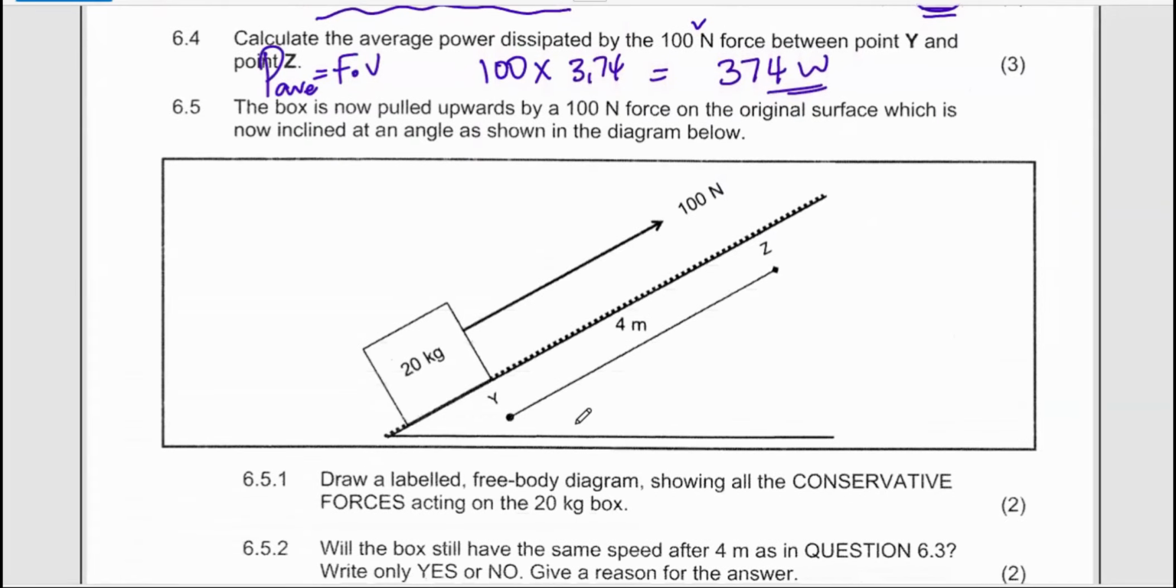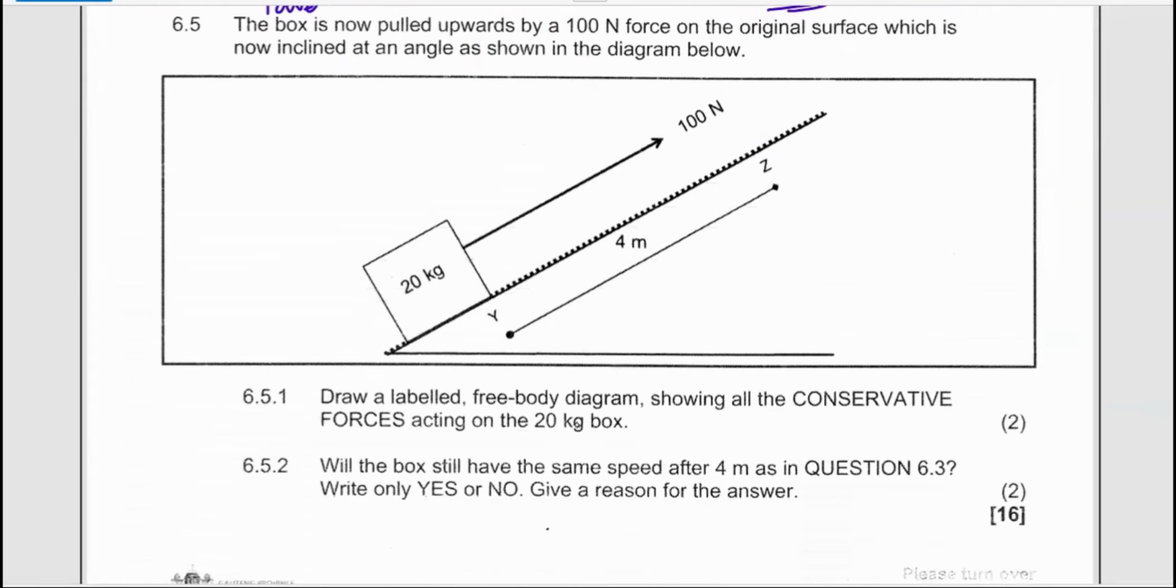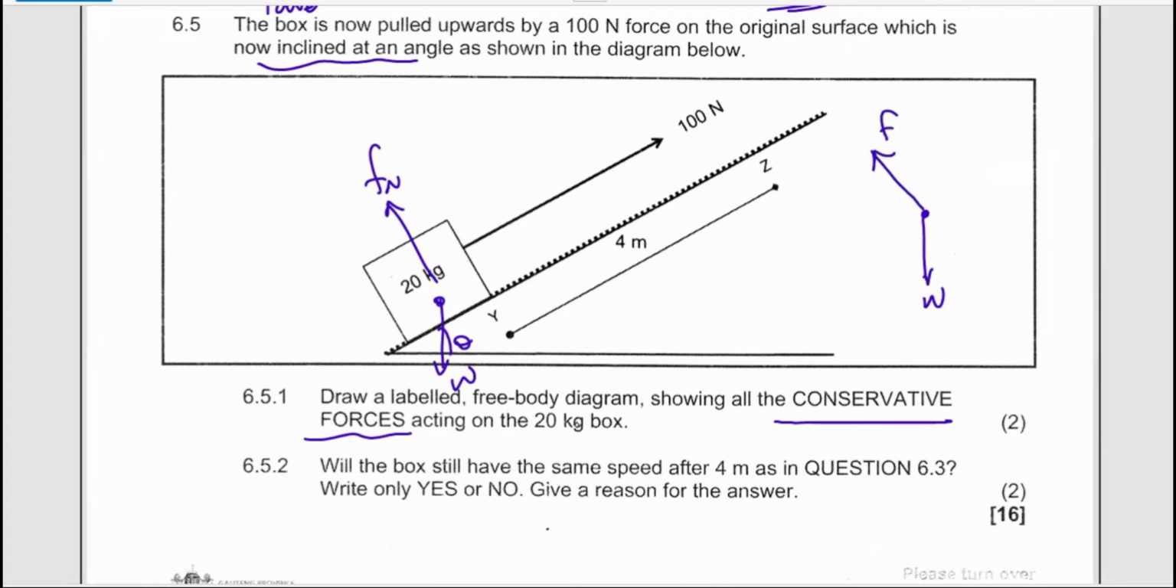Then 6.5. The box is now pulled upwards by the 100 newton force on an incline with an angle that we don't know. Can we draw a labeled free body diagram showing the conservative forces? The first question was about the non-conservative forces, now we're talking about the conservative ones. So we're going to have the weight and then the normal force, Fn. Those are the two forces, for 2 marks.